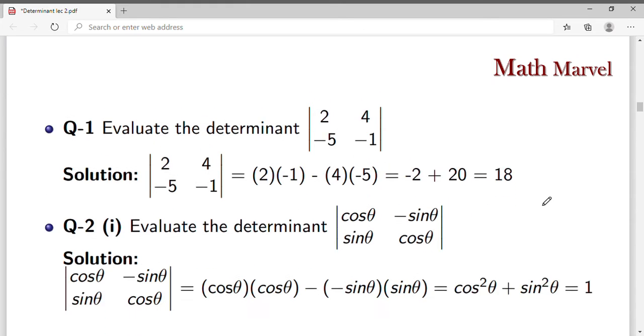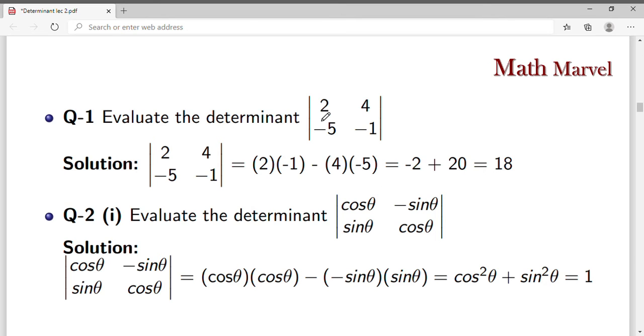First question is evaluate the determinant here: 2, 4, minus 5, minus 1. So now we know how to evaluate the 2 by 2 determinant. Here first the determinant is given. Again here do the cross multiplication. So 2 into minus 1 minus 4 into minus 5. Now after simplification we get the answer minus 2 plus 20 is equal to 18.